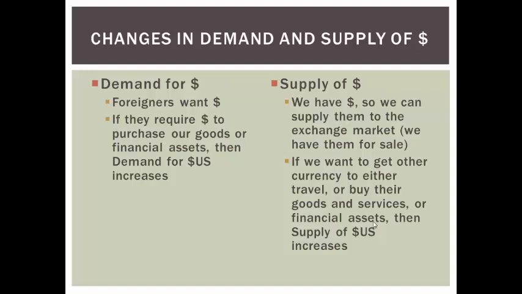Who represents the supply of dollars? We do, residents of the United States. We get paid in dollars so we can take them to the exchange market and exchange them for other currencies. So we have dollars for sale if we require the foreign currency. If we want to get other currency to either travel or buy their goods and services or buy their financial assets, then the supply of US dollars increases. So keep this in mind. Demand, foreigners. Supply, US residents.